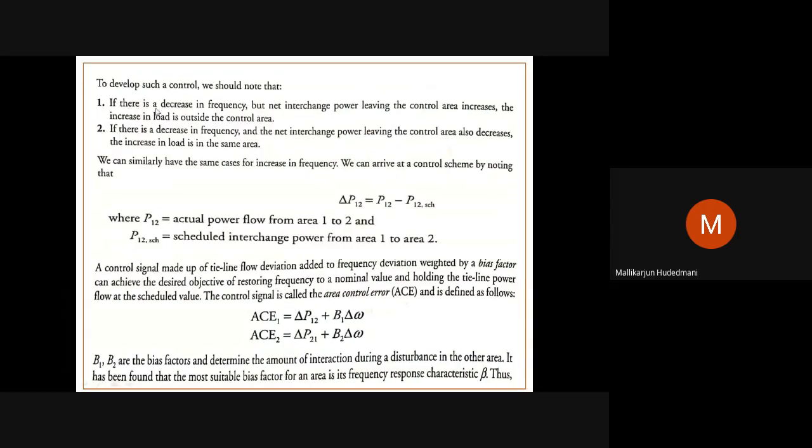If there is a decrease in frequency in area number 1, but net interchange power leaving the control area 1 increases, area 1 starts pumping more and more power. That is because of an increase in load outside the control area. Area 1 is trying to pump more and more power to the neighbor area, because the neighbor area is causing a deviation that is responded to by area number 1. This is the first statement.